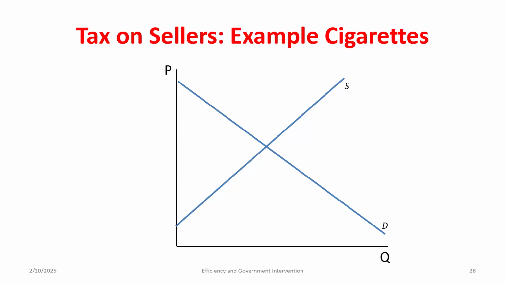Any questions on this before I keep moving here? What is happening to quantity with this tax? Quantity is going down, so just like with all the other price controls, where's our deadweight loss coming from? It's coming from the fact that we are no longer seeing any of these units in the market.